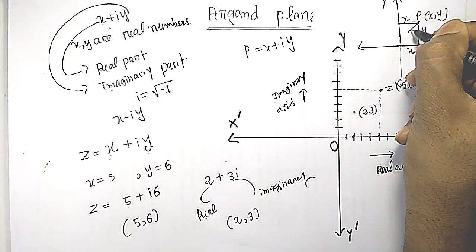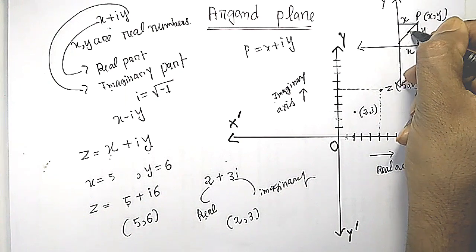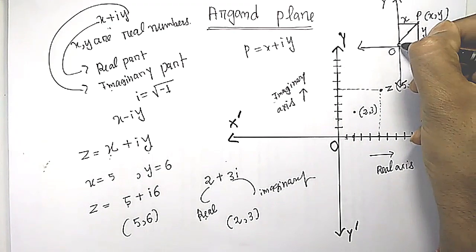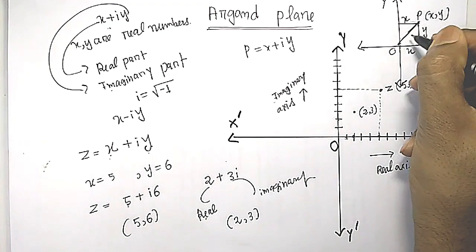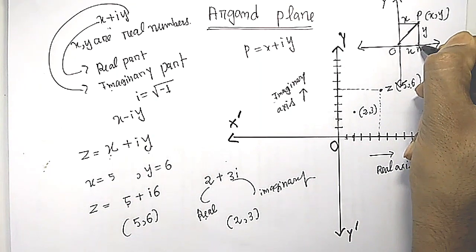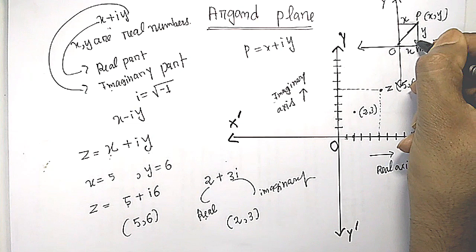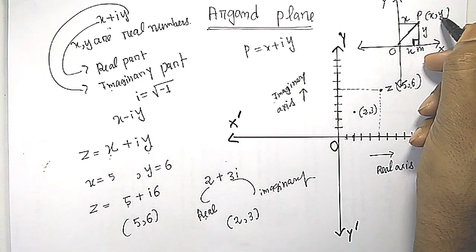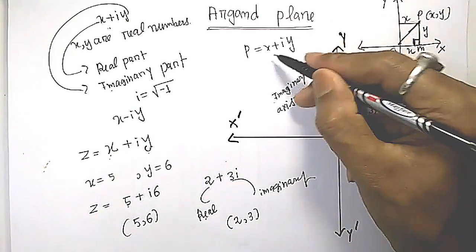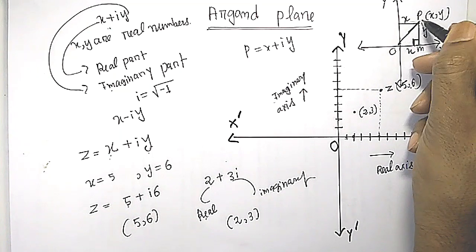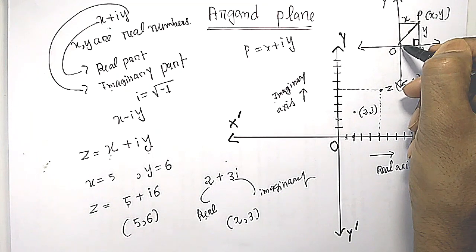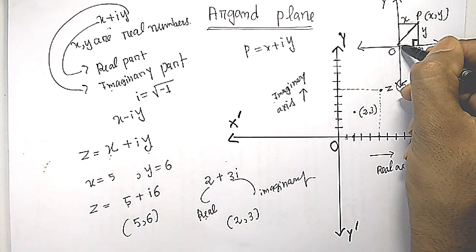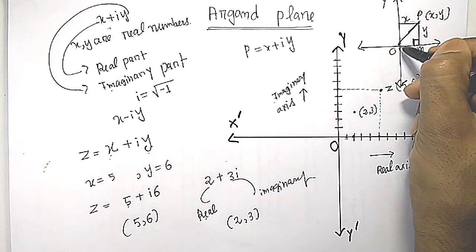Now we can find out the distance of the point P from the origin. So here, suppose this is the point M, POM is a right angle triangle. P, we already know, is x comma y, the representation of the complex number x plus iy. So OP means the distance of the point P from the origin O. How can we find out the value of OP?